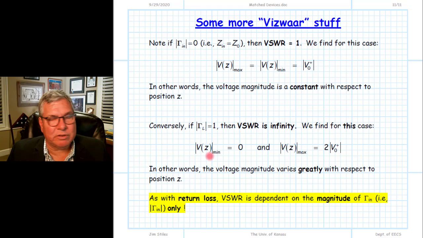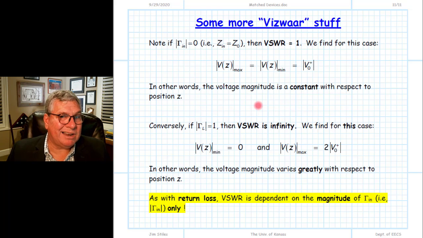We get a location where the magnitude goes to 0. There'd be other locations where they would be equal magnitude but in phase, and that's why we get twice the magnitude there. So the VSWR is dependent on the magnitude of gamma in, just like the return loss is. The difference here is VSWR, like we said, goes from a minimum value of 1 to a maximum value of infinity. 1 being good, infinity being, of course, the worst situation.